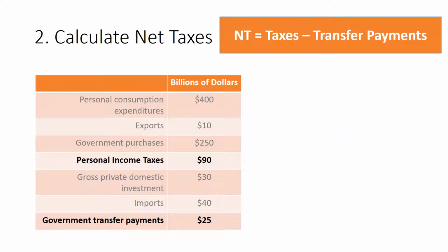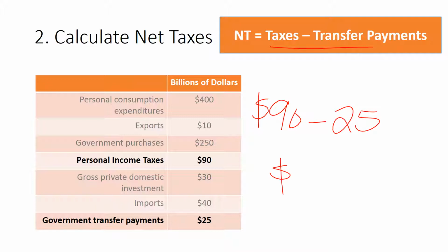So that's your answer to the first one. And for the second one, we're going to calculate net taxes. Again, the equation is simply taxes minus transfer payments. So this one's very straightforward. We would have 90 billion in the taxes minus the 25 for transfer payments. And so our answer here is 65 billion.